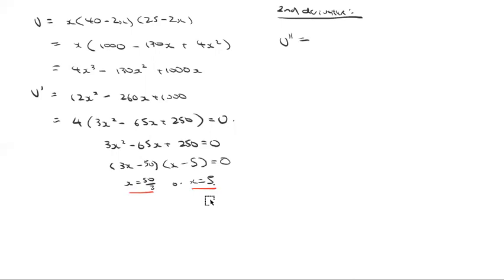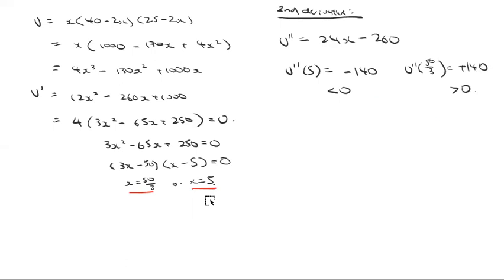I'll find the second derivative, which is 24x minus 260. Then I'll sub in the value of 5, which gives negative 140, which is negative. And I'll sub in the value of 50 over 3 times 24, which gives positive 140, which is positive. Because the first derivative equals 0 but the second derivative is negative, what does that tell me about 5? Negative means concave down. Concave down means it's a maximum.